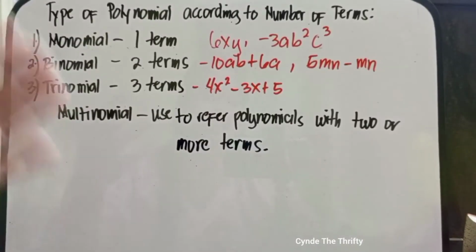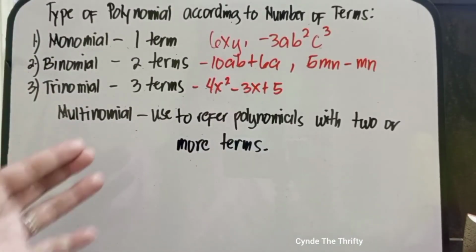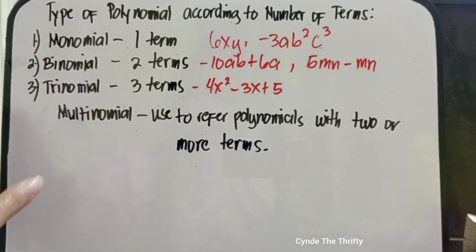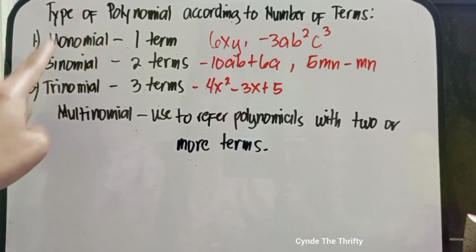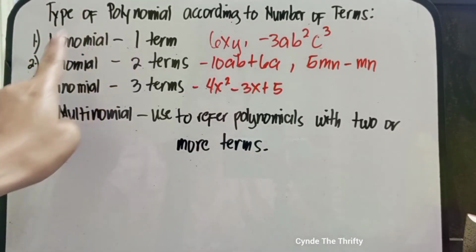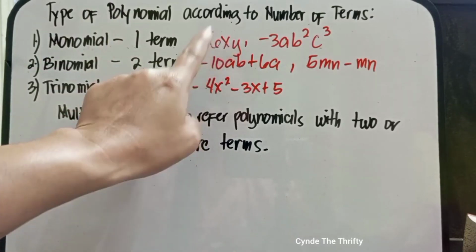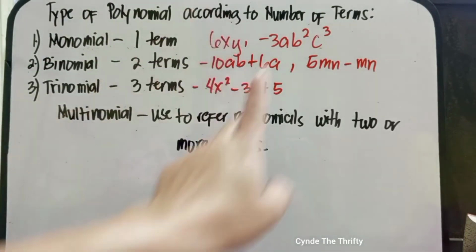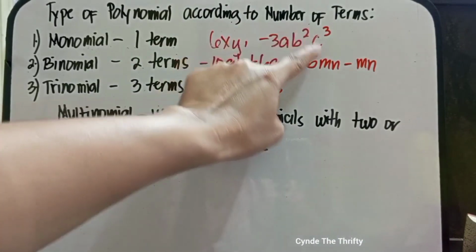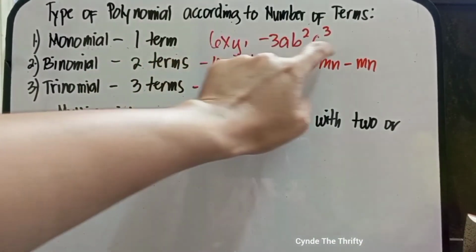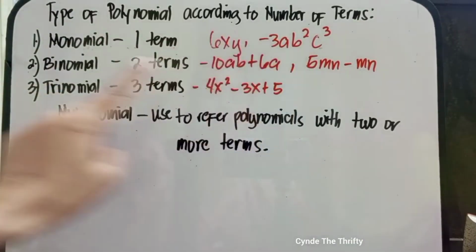Dahil tapos na tayo sa type of polynomial according to its degree, ngayon naman ang pag-aaralan natin is type of polynomial according to number of terms. So, meron tayong tinatawag na monomial from the word mono, which means 1. So, ang monomial is one term. For example, 6xy and negative 3ab squared c cubed. So, ito is one term lang siya. At ito is one term din siya. So, ito yung tinatawag nating monomial.